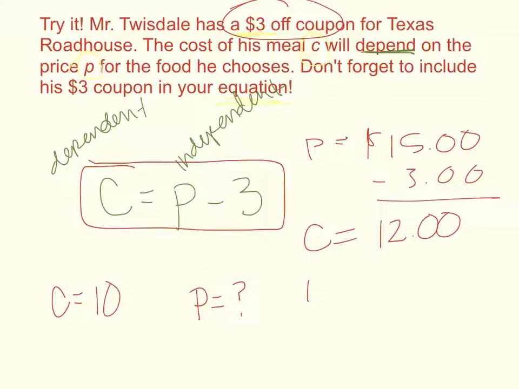Then you would do 10 equals P minus 3, and you would have to say, well, what minus 3 equals 10? Or I can add 3 to both sides, and then I have 13 equals P. So his meal would have cost $13. That's one thing I love about algebra: once you solve or get your equation, you can plug any number in there and solve it. I just think that's so cool.